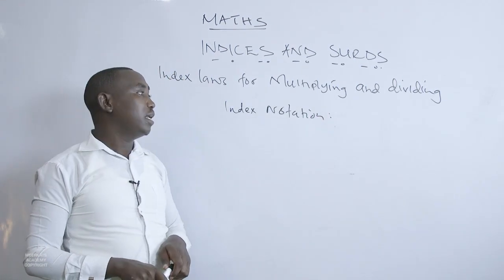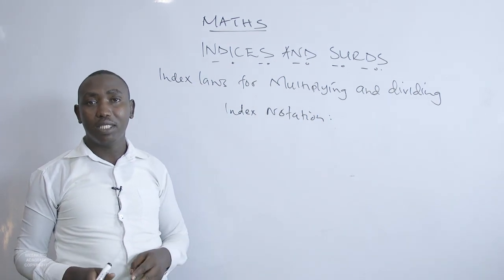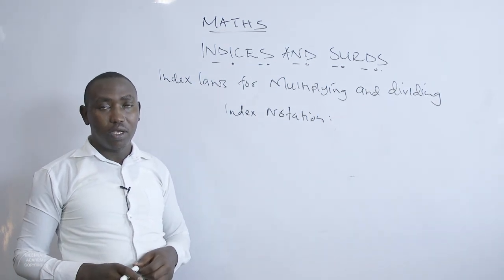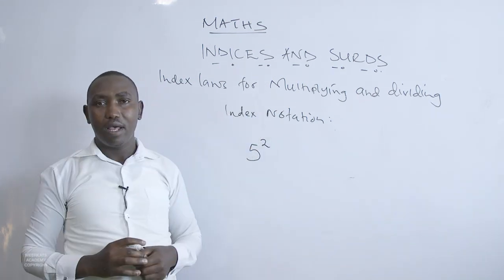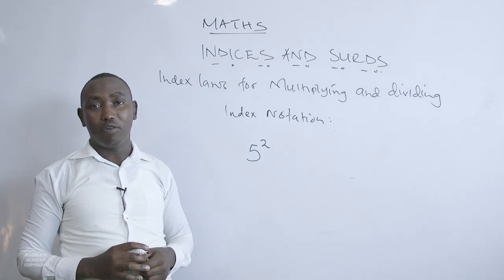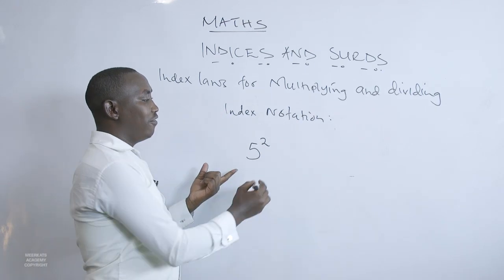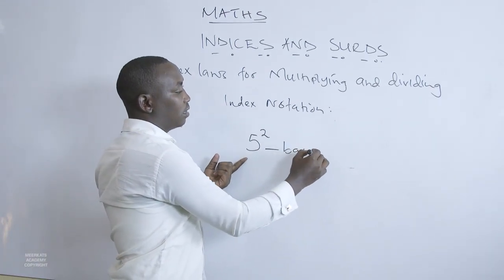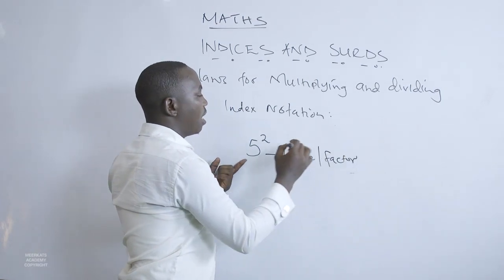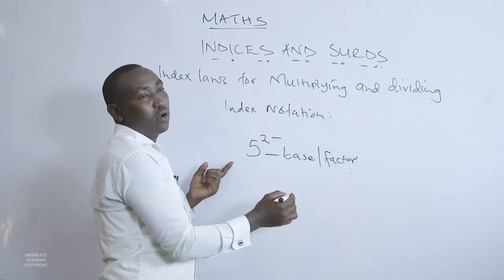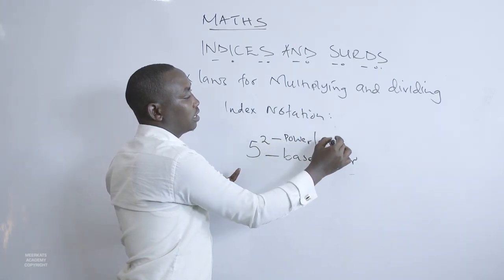We said that indices are normally noted using bases, or what we call factors, and their powers. So that, for instance, if you have 5 raised to the power of 2, this is an index where 5 is our base, or what we call the factor, and 2 is called the power or the exponent.